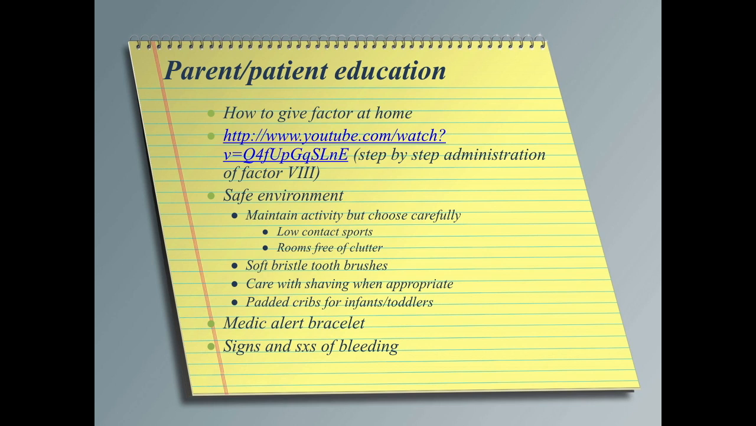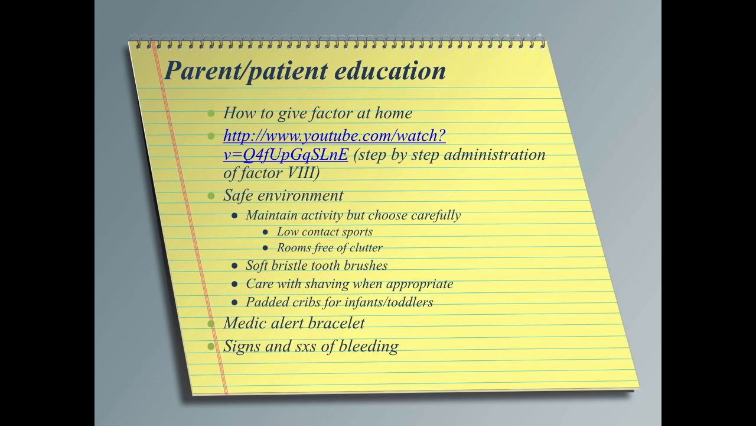Providing a safe environment at home. Maintain activity, but really choose carefully. So low-contact sports, they're not playing football. They probably shouldn't play soccer either, because they have to hit that ball with their head, and then they'll have a head bleed. Make sure that their rooms are free of clutter. When they're brushing their teeth, it's best to use a soft bristle toothbrush, and they can still floss. When they are old enough to shave, they have to be very careful, and an electric razor would probably be better than a straight edge.